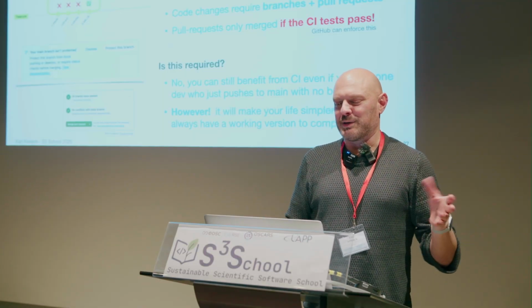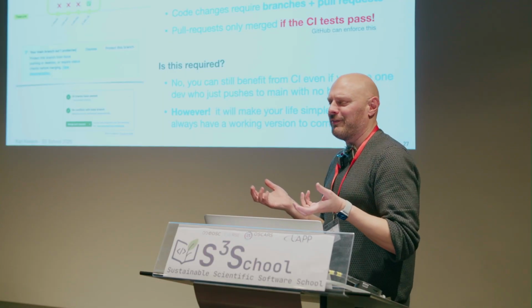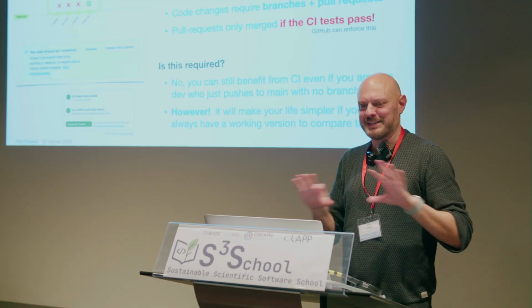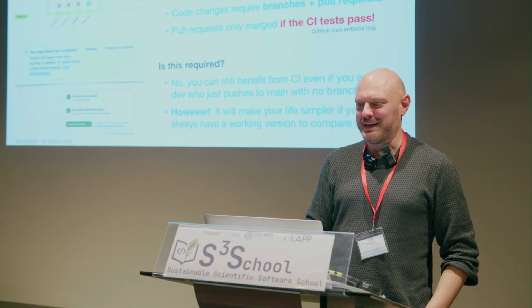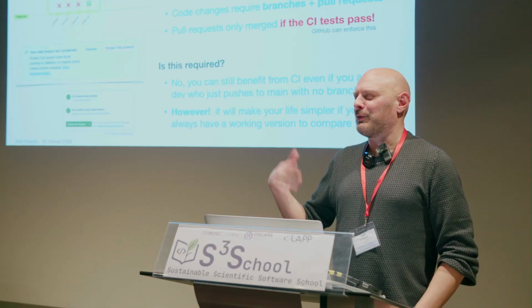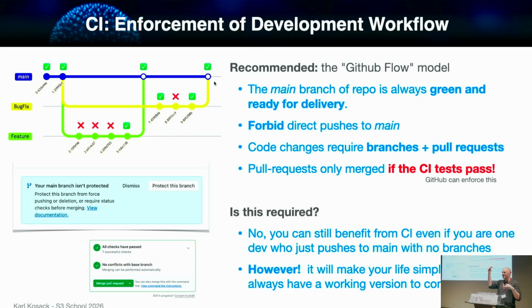There are different ways of working. What I'm showing here is what's called the GitHub flow model of software development. I like this one because it's really simple. Again, that's where main is always the branch that works. There are other models where you have a development branch and a release branch and other things. It gets complicated, but I think this is quite nice. So you should keep main always working.